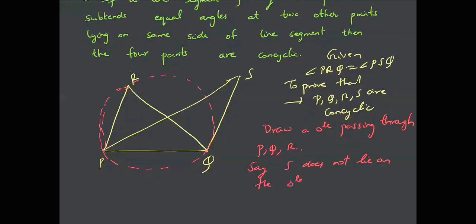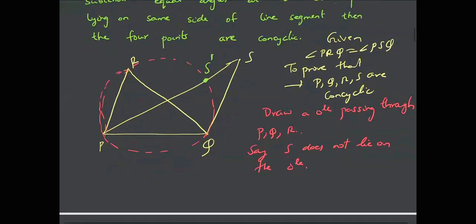Okay, so let us say this point S dash lies on the circle. Here the circle cuts this line segment PS at S dash. So this line segment PS is cut by the circle at point S dash. So let us join this, okay.